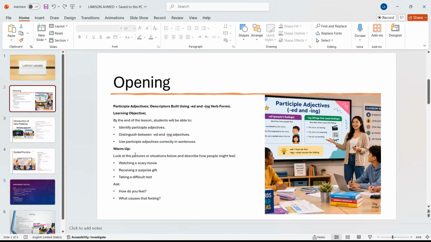Let's have a warm up. Look at the picture or situations below and describe how people might feel. So, watching a scary movie, how do you feel? Receiving a surprise gift, taking a difficult test. In these situations, how do these sentences make you feel? Yes, and what causes that feeling?